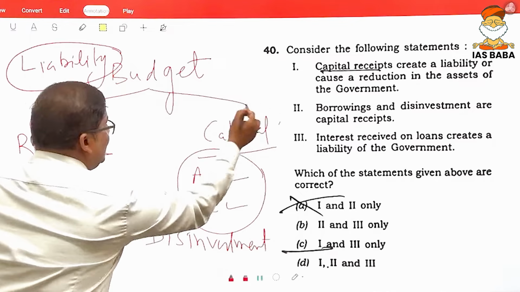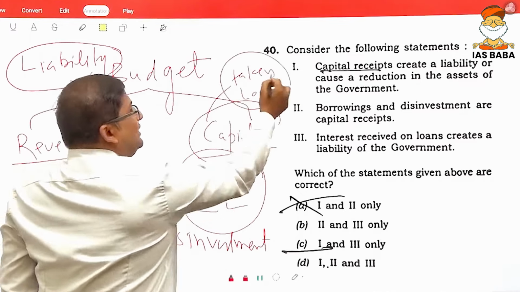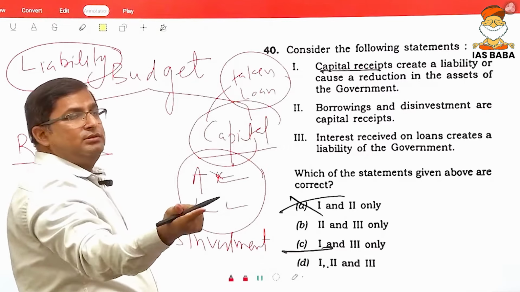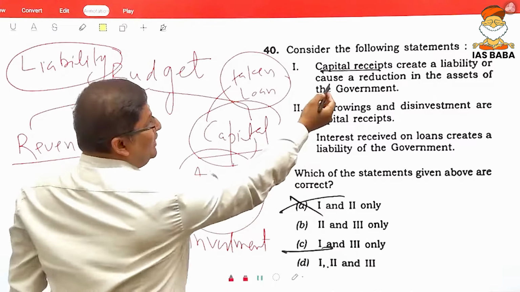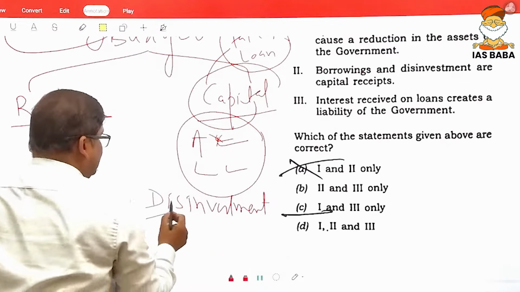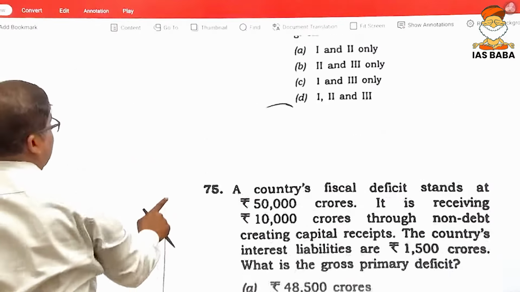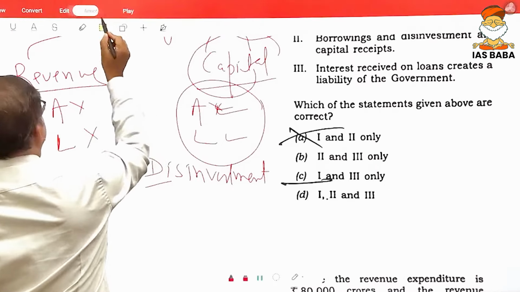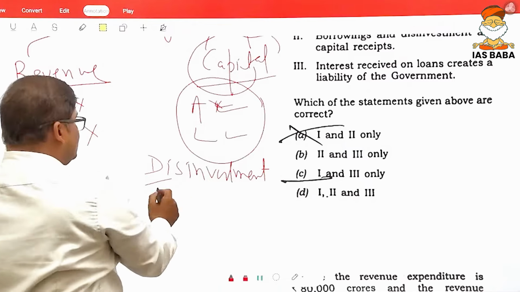I have explained, if the government has taken a loan, this will create a liability on the government. The government will have to pay that loan with the principal amount as well as interest. Then it creates a liability. How does it lead to a reduction in the asset of the government? See, for example, disinvestment. Let's take the example of Air India. Air India was an asset for the government, but when the government went for the privatization or disinvestment of Air India, this reduced the asset.